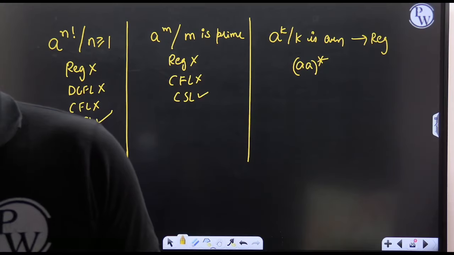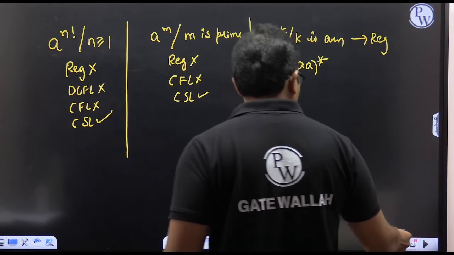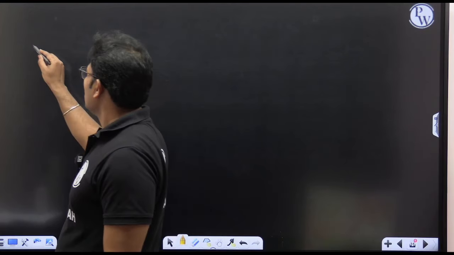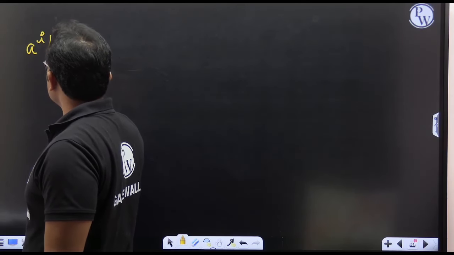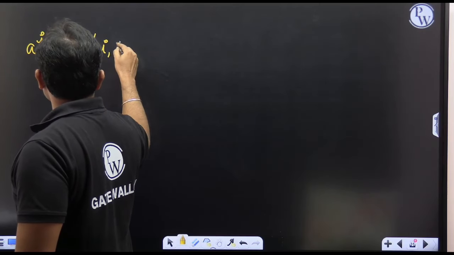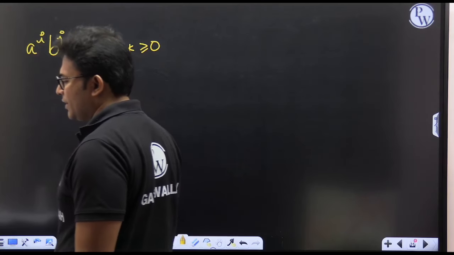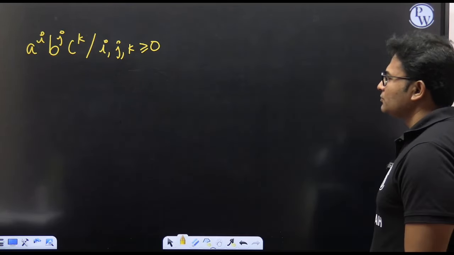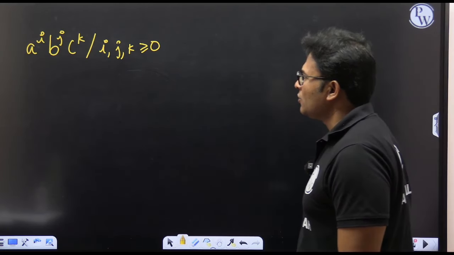Let's see one more problem. A power i, B power j, C power k such that i, j, k are greater than or equal to 0.